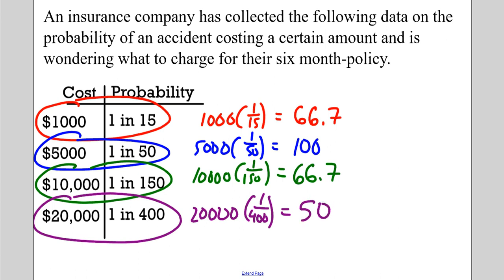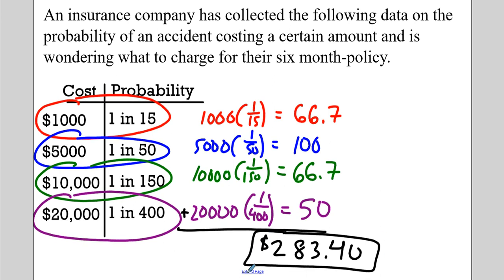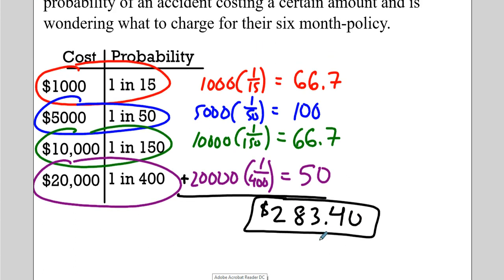And then the average, the expected value, would be the total of all these. So if I add those all up, 66.7 plus 100 plus 66.7 plus 50, I get $283.40. That would be the expected value. That's how much they expect to pay out. Now think about it, if you're running the company, that's how much they expect to pay out per person. So what do they need to charge? They need to charge more per person, otherwise they're losing money.